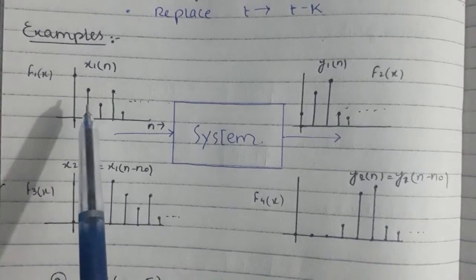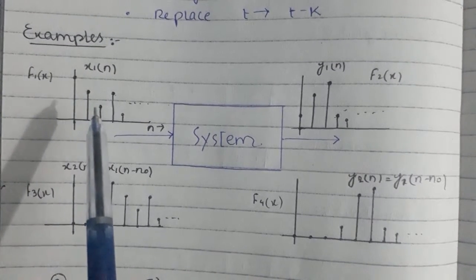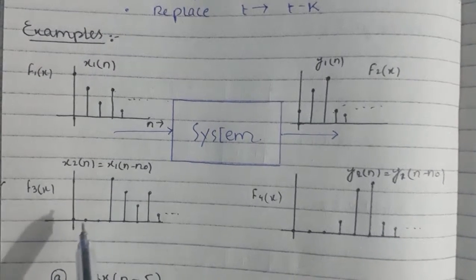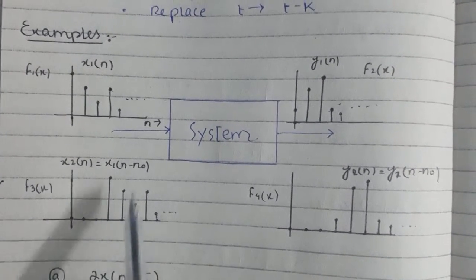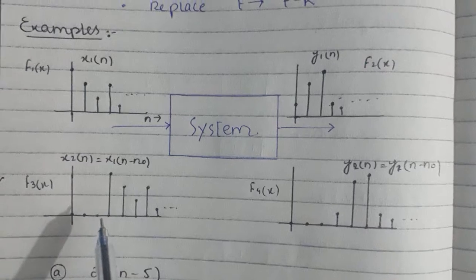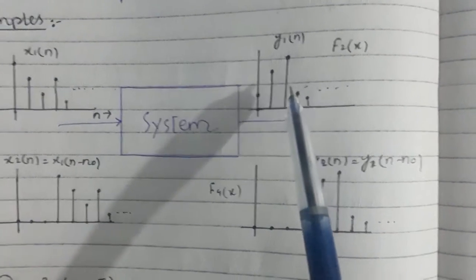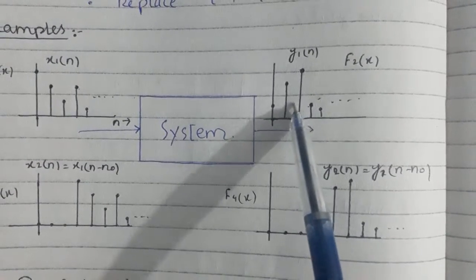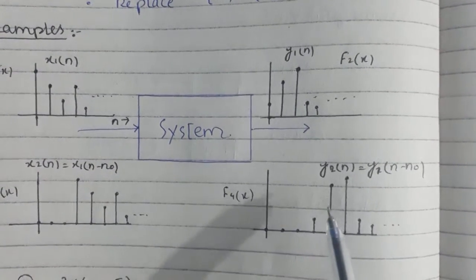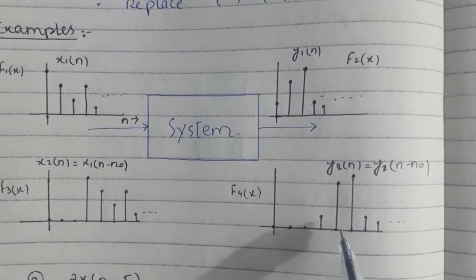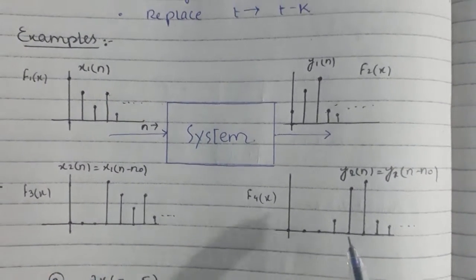Suppose this is our function x1 of n. When it is shifted by minus n naught, we see it is the same as it was before. So we say it is a time invariant function. And the similar case is here with y1 of n; with n naught shift it remains the same. So we say it is also a time invariant function.